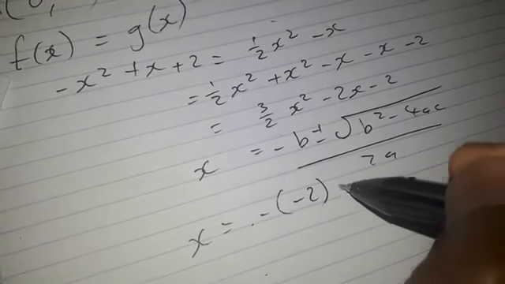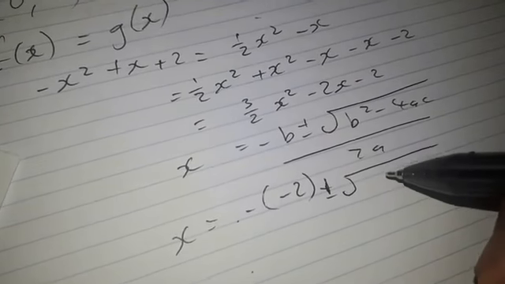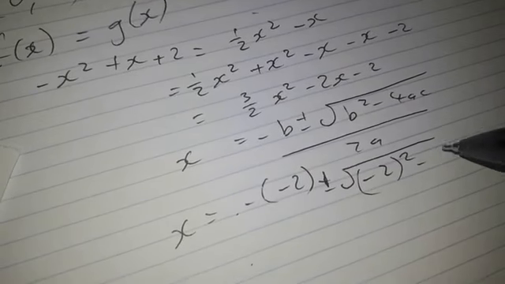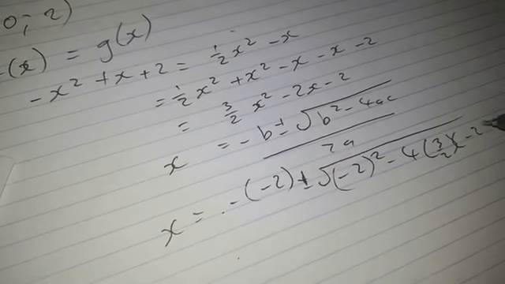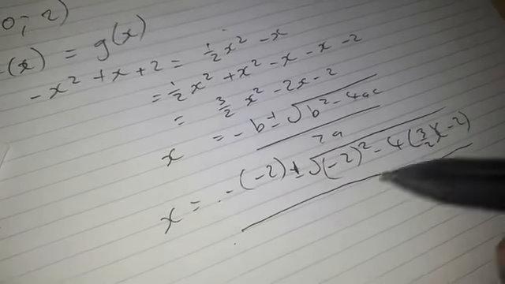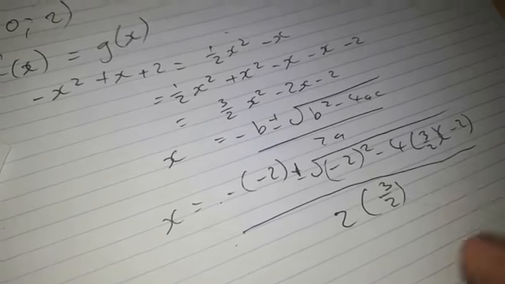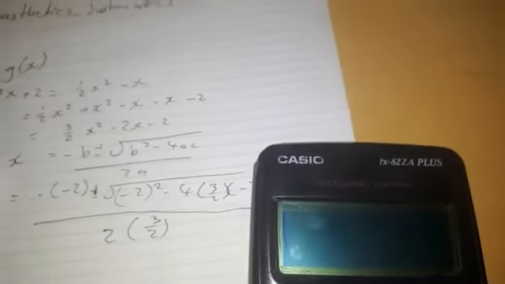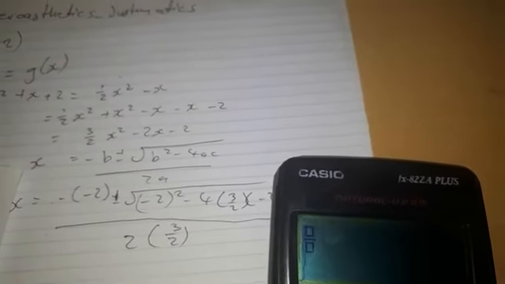Minus b plus or minus. b is minus 2, squared, minus 4. Our a value is 3 over 2. Our c value is negative 2. This looks terrible. So let's just put this in the calculator actually. Fraction button. And then what do we have to put there? Fraction button.